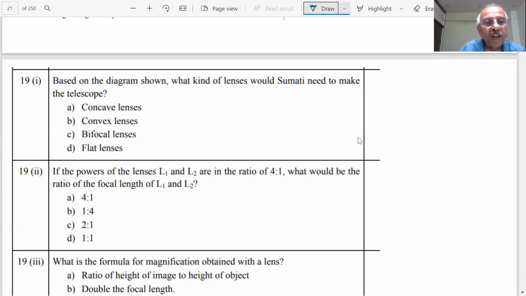So the answer is B, students. What kind of lenses would Sumati need? Convex lenses. So our answer in the paper is B, student. Next question.